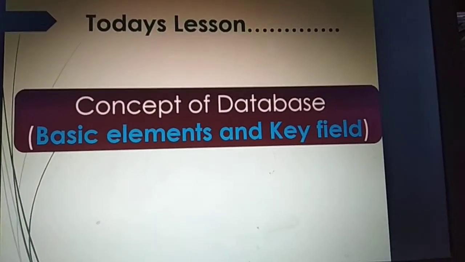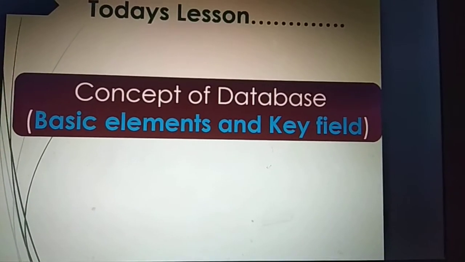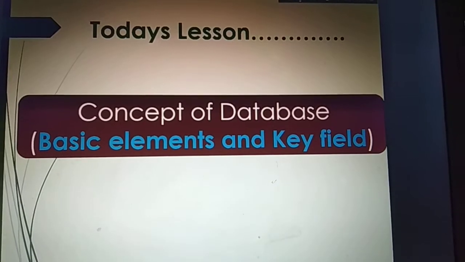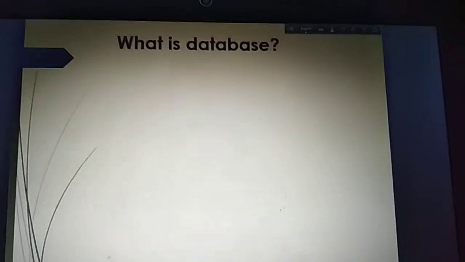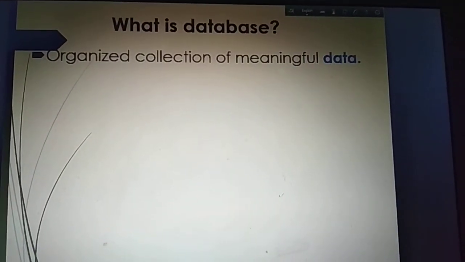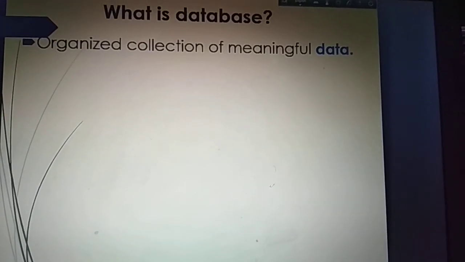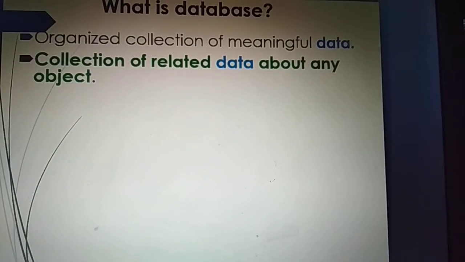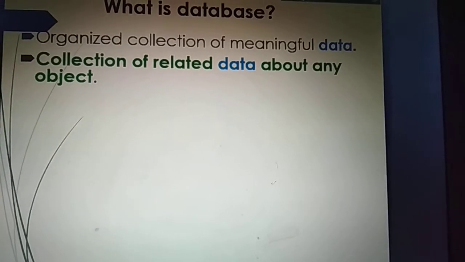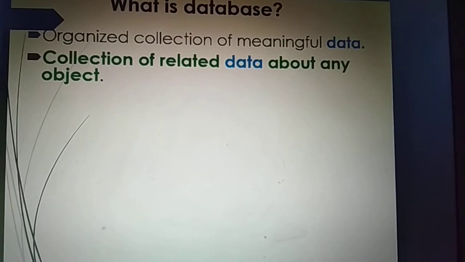Today we will discuss the concept of database, and it includes two topics. First, basic elements and key fields. First question, what is database? Database can be defined as an organized collection of meaningful data, or you can say a collection of related data about any object. That means you have to collect the data and this data will be arranged in an organized way. Then there will be a database.